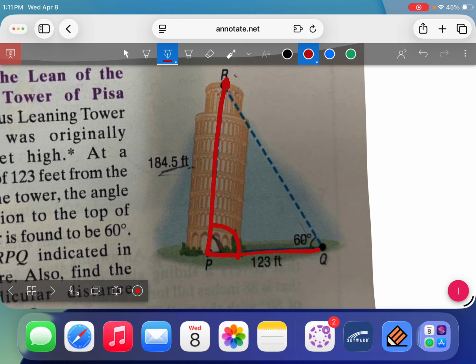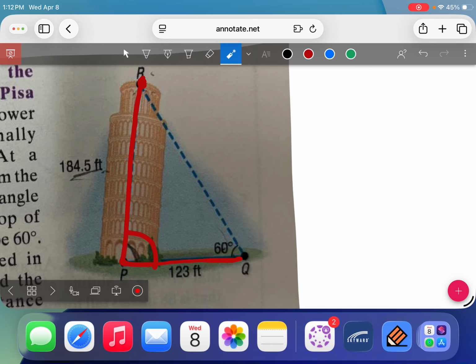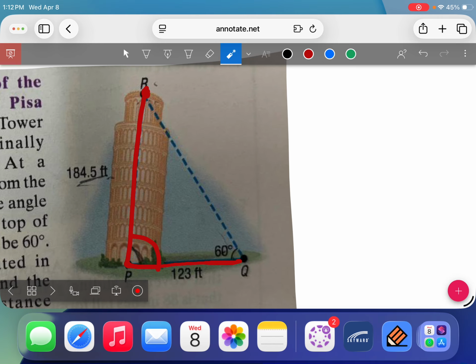Because in order for me to immediately find big P, I would need to know little p. And do we know little p? Because this would be little p. So do we know this? No. But I do know little r. So what I can do is find big R and then use triangle sum to find big P. So this is a two-step question. You have to find big R so you can find big P.